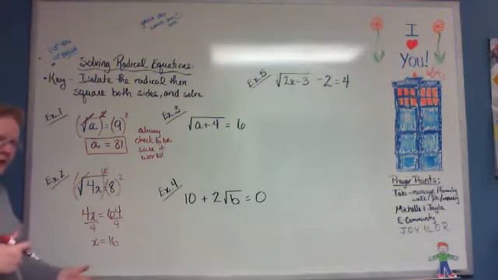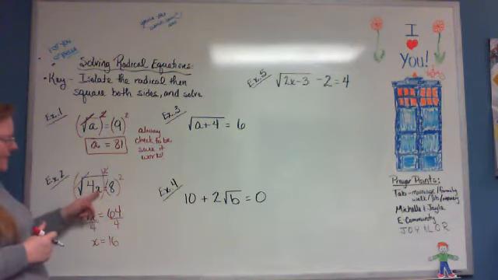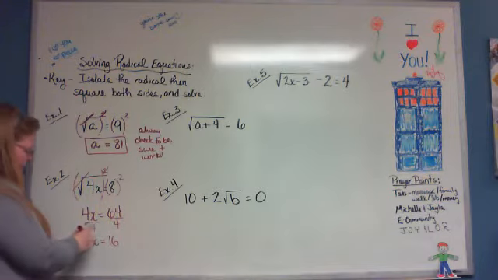You can't just say that's the answer. Once again, you've got to plug it back in and make sure that when you plug it in, you plug it into the original. 4 times 16 is 64, and the square root of 64 is 8. So that's good.